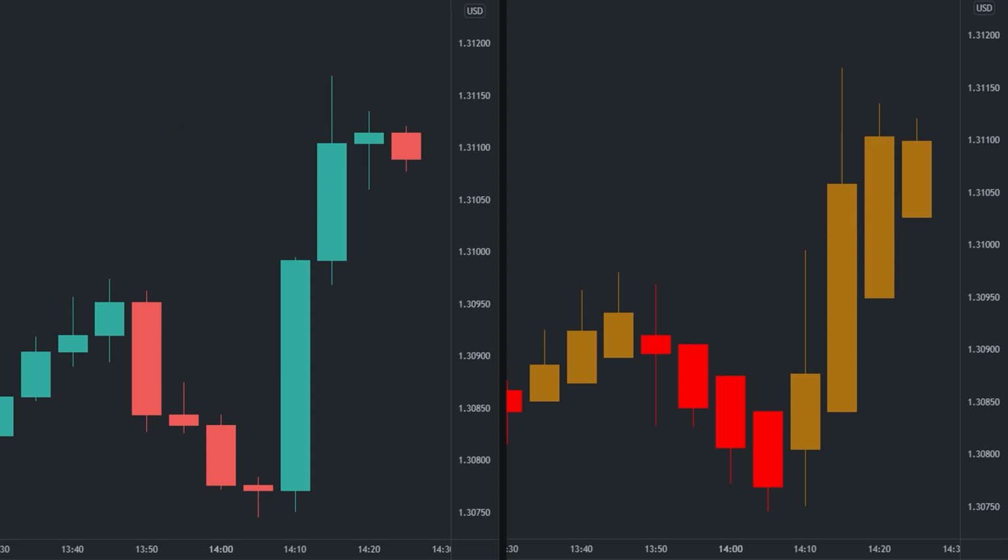Even though the Japanese candle is bearish, Heikin Ashi stays bullish. This is important when you are trading with Heikin Ashi. Make sure you know what price you're looking at.